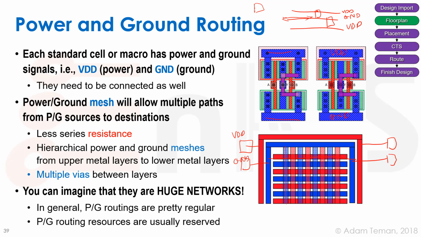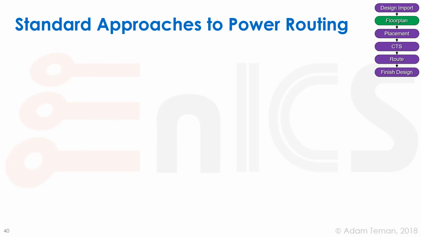So we usually reserve these routings for power ground routing, and we do it early on in the floor plan, and then we can't use this for our signal routing or clock routing afterwards. So how do we do this?